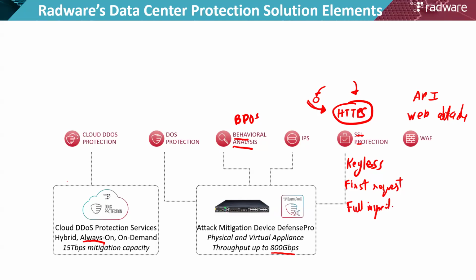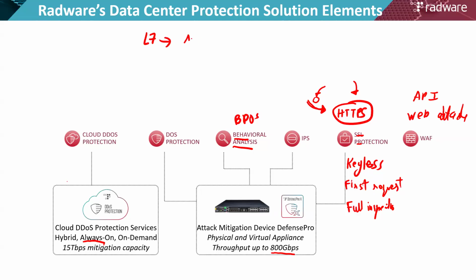That means every request that we are getting from that particular attacker, we will be inspecting, or we'll be decrypting the traffic and doing inspection on that. Okay, so this is SSL protection. Again, we will be covering this on level 2. So this is just an overview and how we can combine different solutions from Radware in order to protect our entire data center solution. Just a summary.